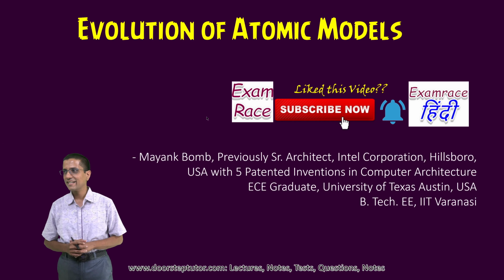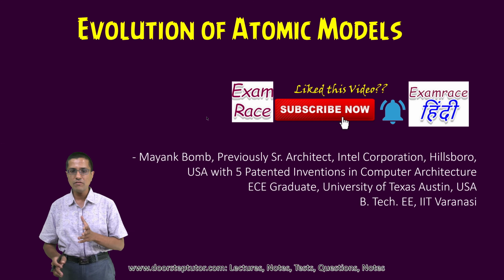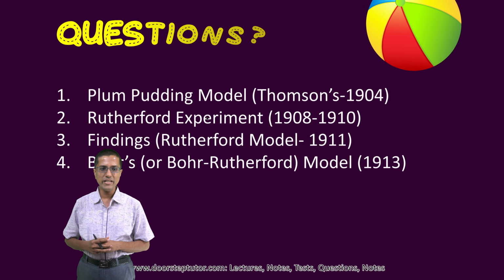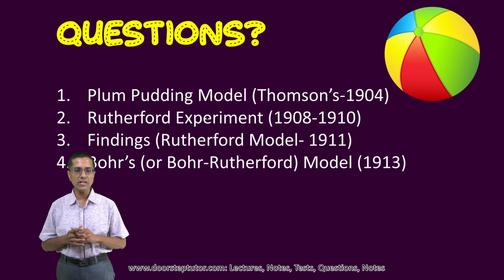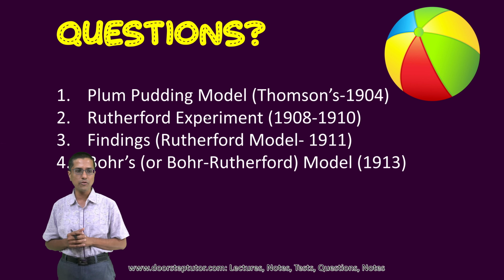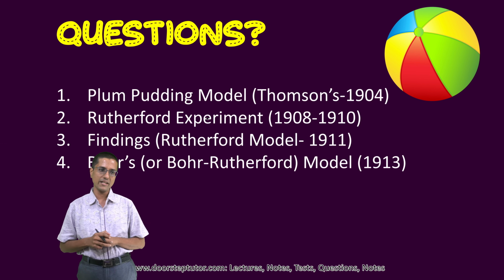Hello friends, today we will look at how the atomic models evolved over time. The story of atomic models, actually one of the most important models in that story, was Thomson's 1904 model, which is the plum pudding model. So this would be our starting point.